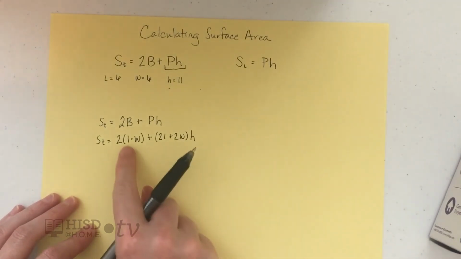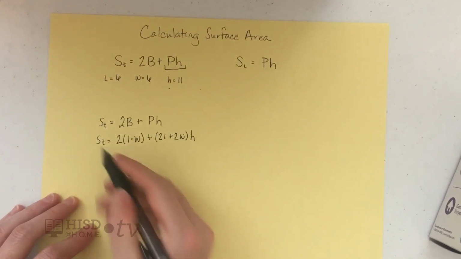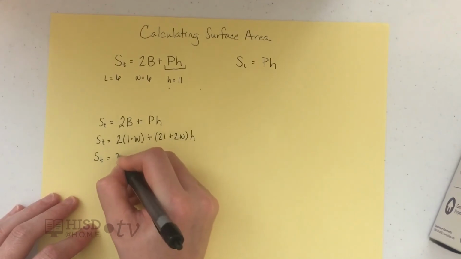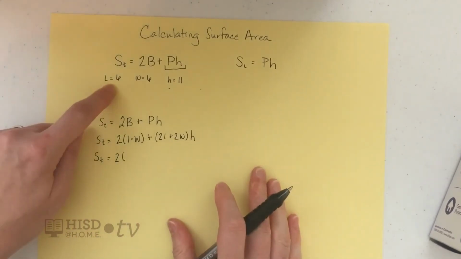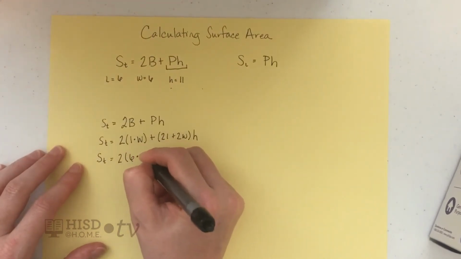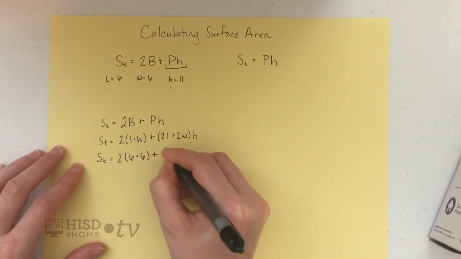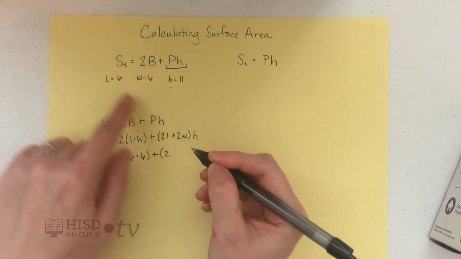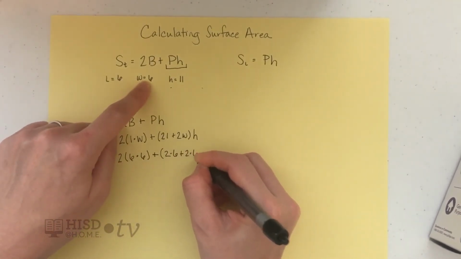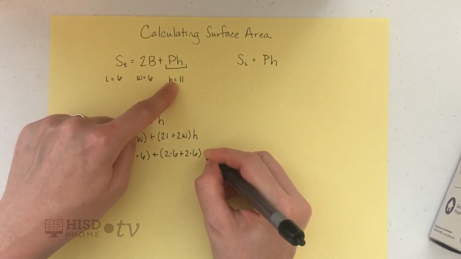Now I'm going to substitute in for my variables. So the surface area is going to be 2 times 6. The length is 6, the width is 6, 6 times 6, plus 2 times the length, plus 2 times the width, times the height of my prism.